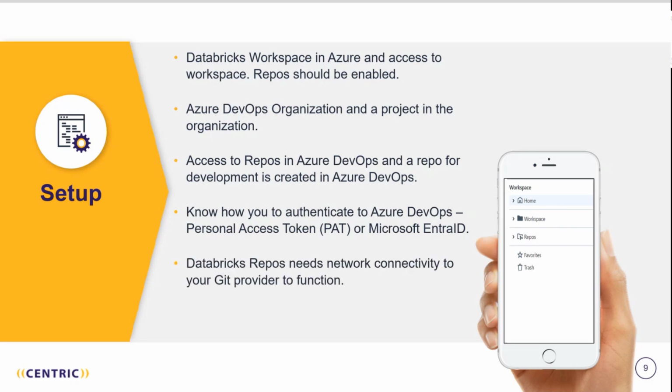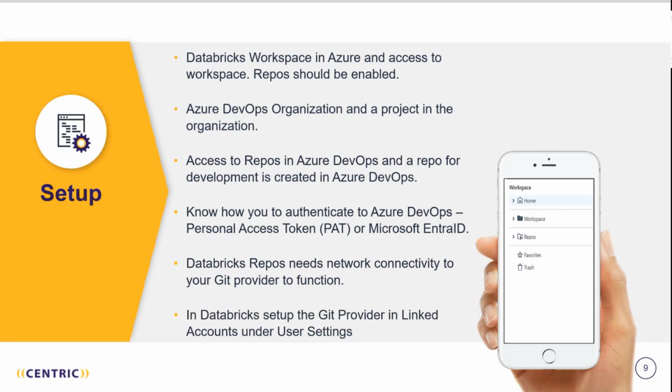And the last step is that Databricks repos needs connectivity to your Git provider. Now, with some clients that I've worked with, the Databricks workspace could be behind a virtual private network, or even the Azure DevOps organization could be behind a virtual private network. So if that is the case, you might want to reach out to your IT team and the networking folks to make sure that these two resources can talk to each other. There is a peer-to-peer connection between the networks in which they reside behind the scenes.